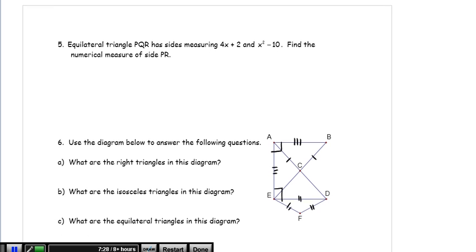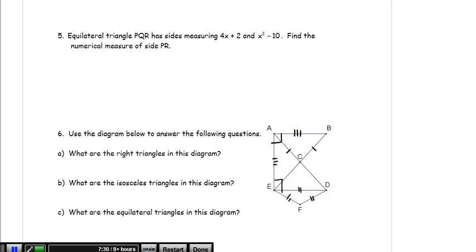Okay, another example here. Equilateral triangle PQR. Okay, so there's some keywords here. Look for those keywords. Equilateral. Triangle PQR has sides measuring 4x plus 2 and x squared minus 10. Find the numerical measure of side PR. So again, draw yourself a picture. Get comfortable drawing pictures. Doesn't have to be perfect. You guys know I'm terrible at drawing.